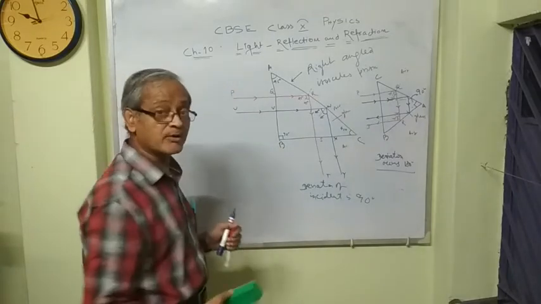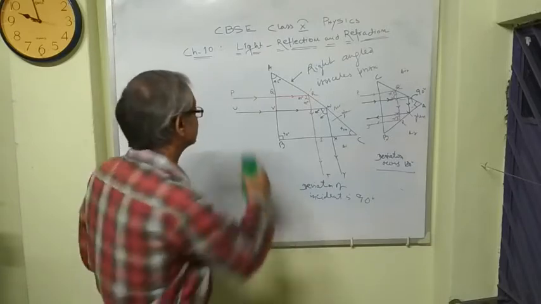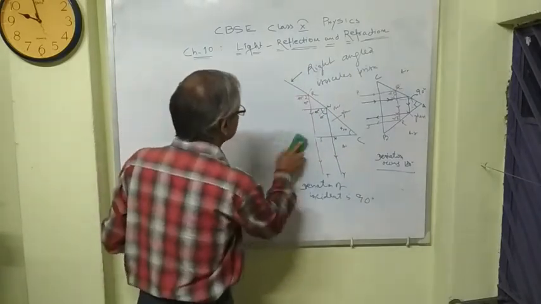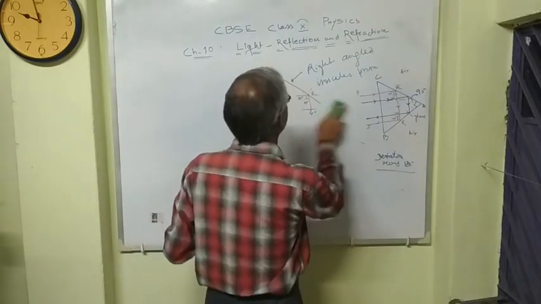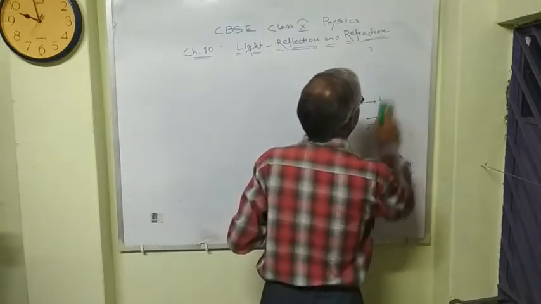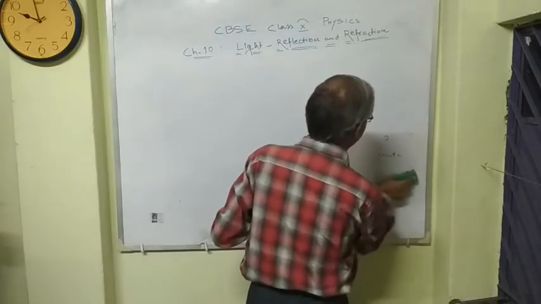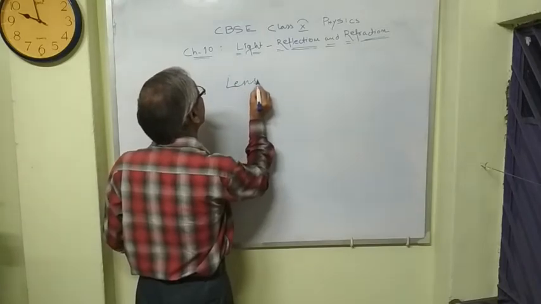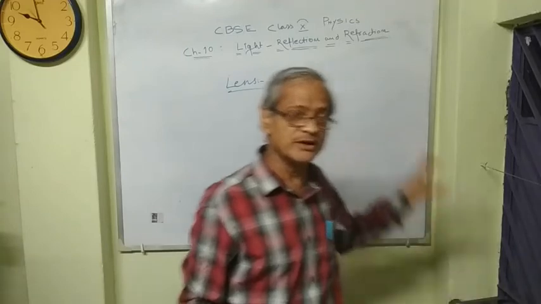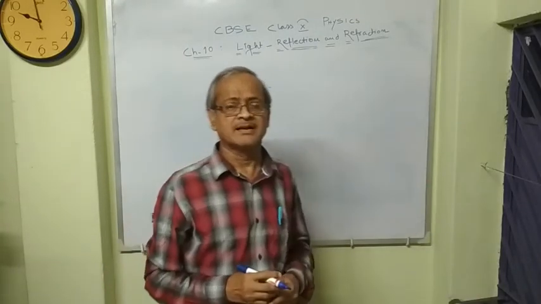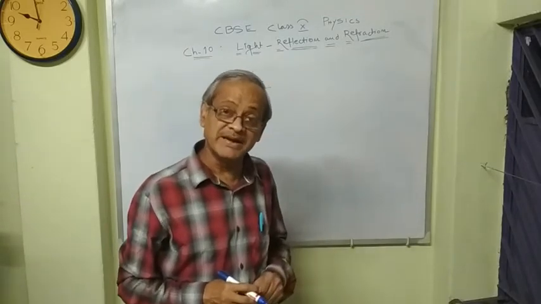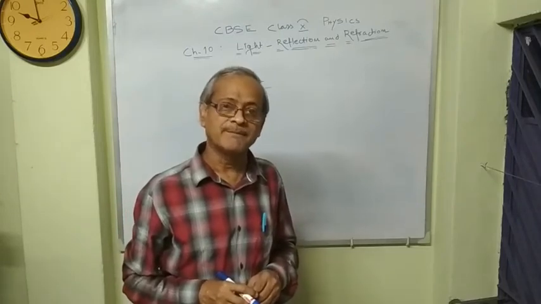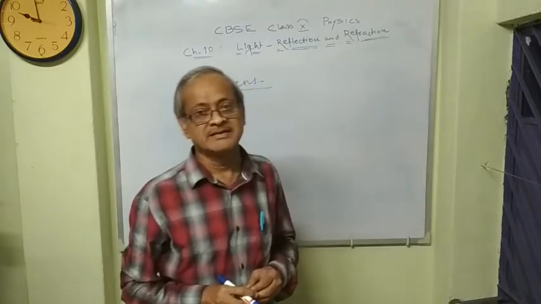Now, we know about lens and refraction through lens. What is a lens? Draw this figure carefully in your exercise book. Now, we see lens. What is a lens? Here we only discuss the spherical lens, right? A lens is a refracting medium bounded by two spherical surfaces or one spherical and one plane surface. Remember it. This is called lens.